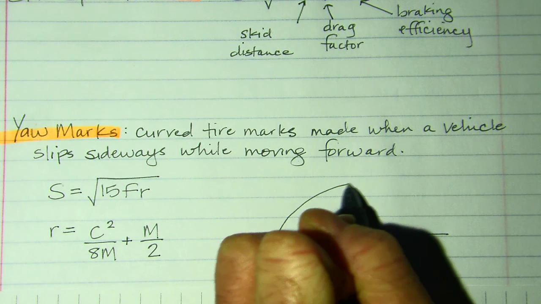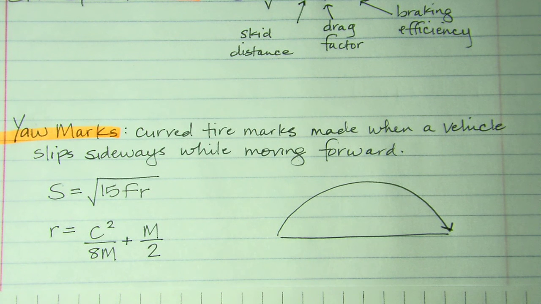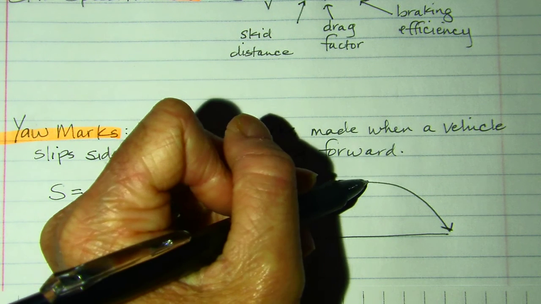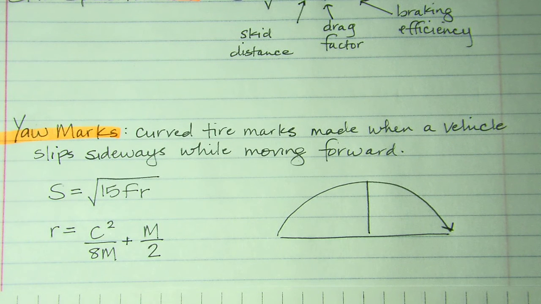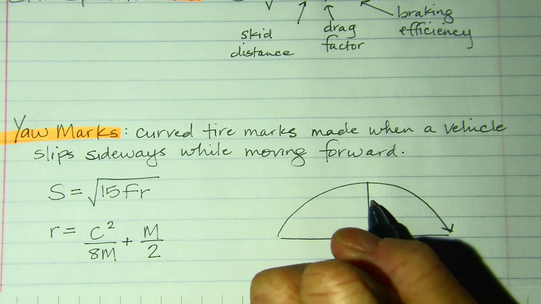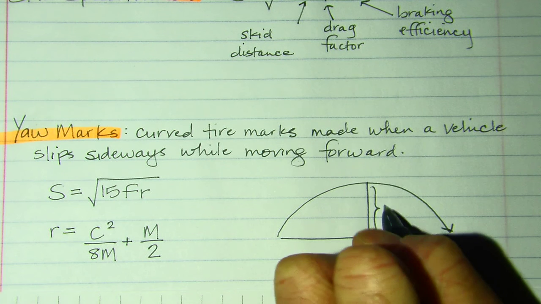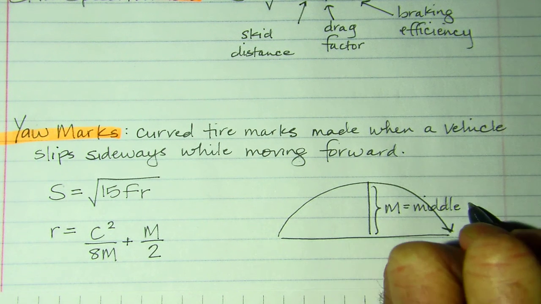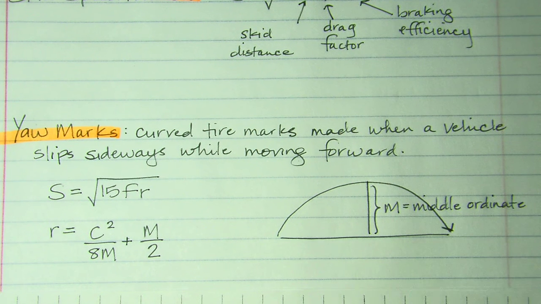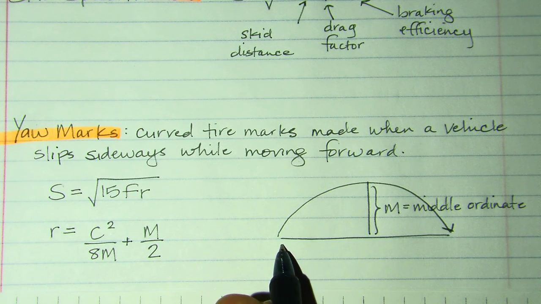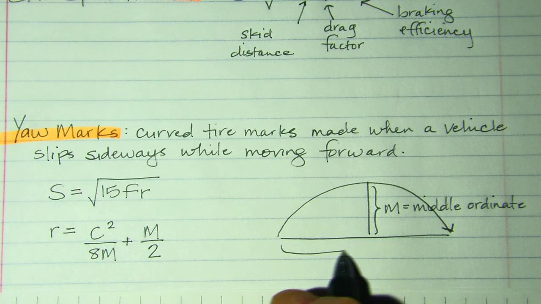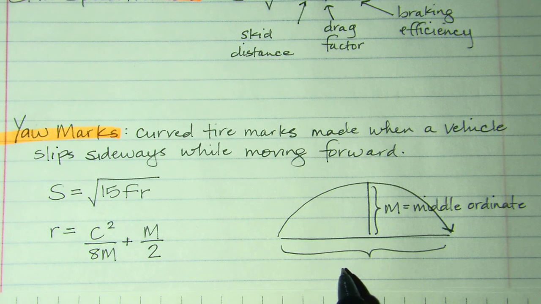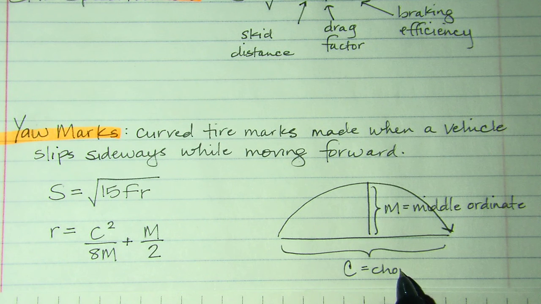So let's say here's my curved skid mark. Think of that as like the height of the mark, but they call this portion here, the height of that, the M, which is the middle ordinate. Because this looks like a half circle or a partial circle, this line segment down here, in geometry, a segment that goes through a circle and hits the edge of each circle is called a chord. So that is where we get C, chord.